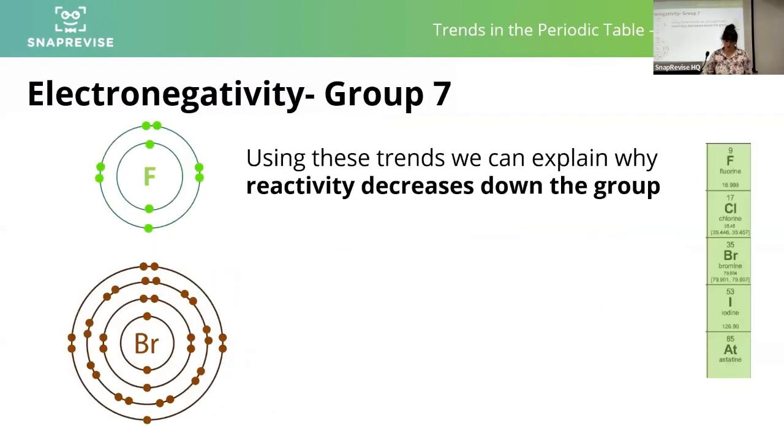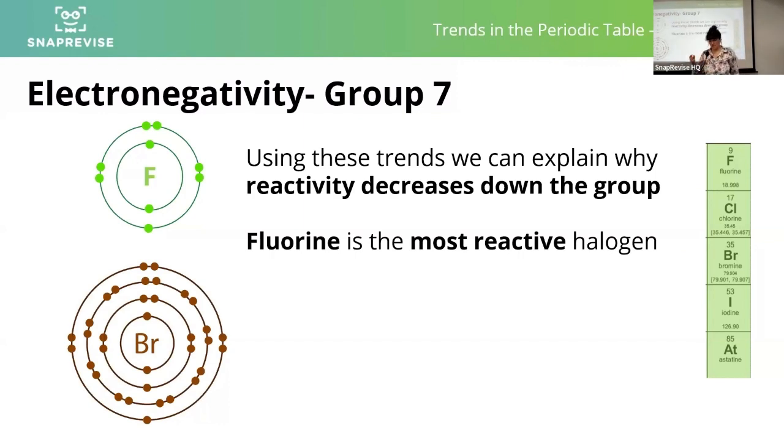Let's keep going. So using these trends, we can explain why reactivity decreases down the group. The reactivity of the halogens decreases down the group, and we can explain it using our reactivity. Fluorine is the most reactive halogen because of its electronegativity.